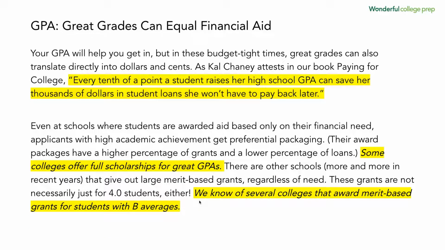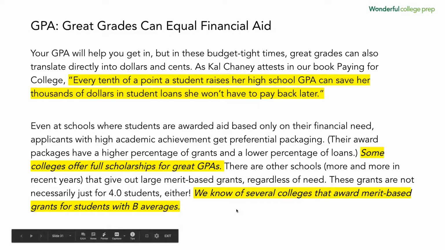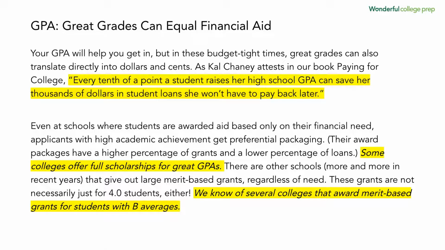Additionally, a lot of colleges and universities offer full scholarships for great GPAs. However, know that they're not all for 4.0 students. A lot of colleges do award grants and funding for students that have those B averages as well. So this is a great way to remind yourself, hey, listen, maybe you can't hit that 4.0, but you can get to a 3.0 or a 3.5.